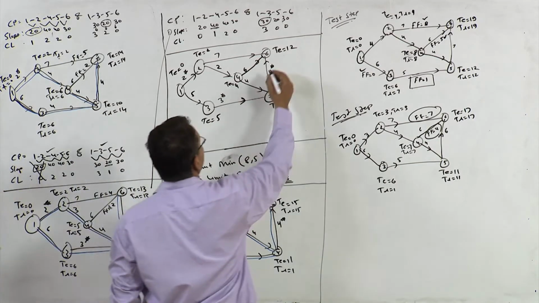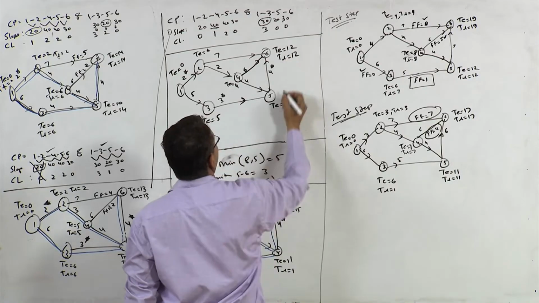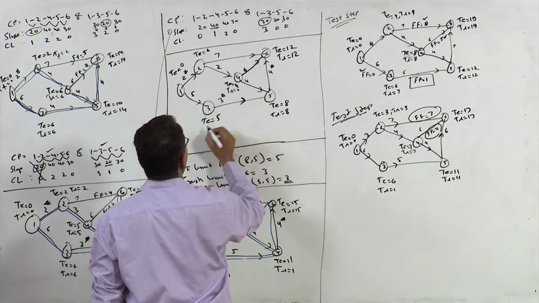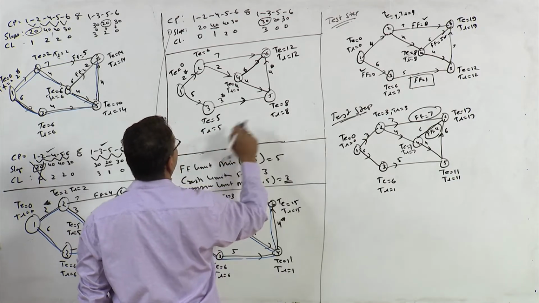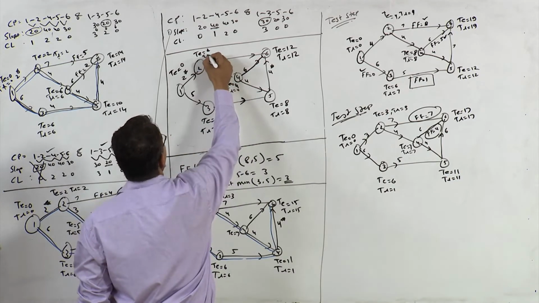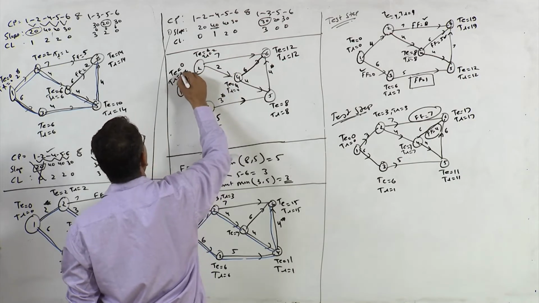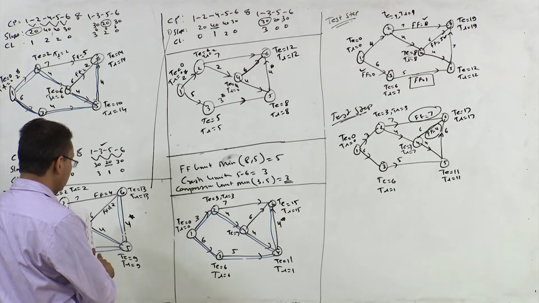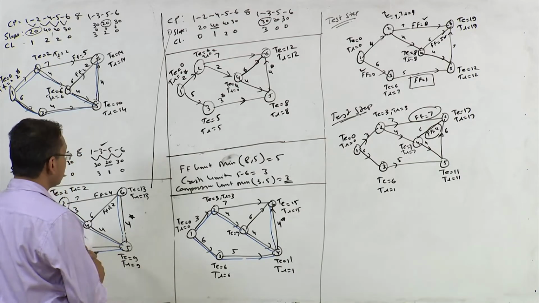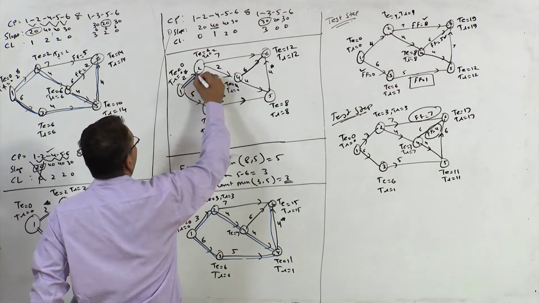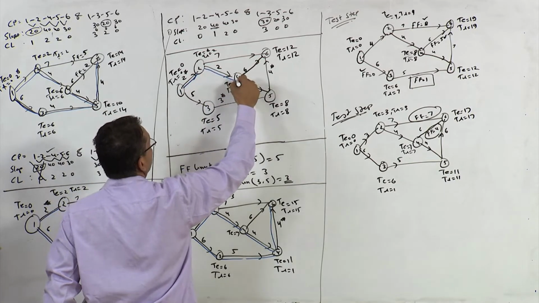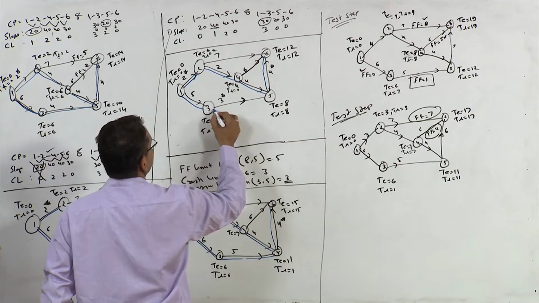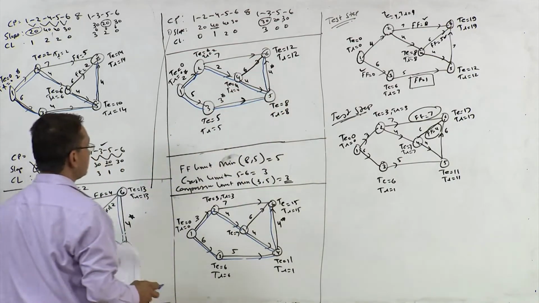Now let us look at TL. TL here is 12, TL here is 8, TL here is 4, TL here is 5, right? TL here is 2, TL here is 0, right? Critical paths are, you got 2 critical paths, 1 2, 2 4, 4 5, 4 6 and 1 3 5 and 6, right?